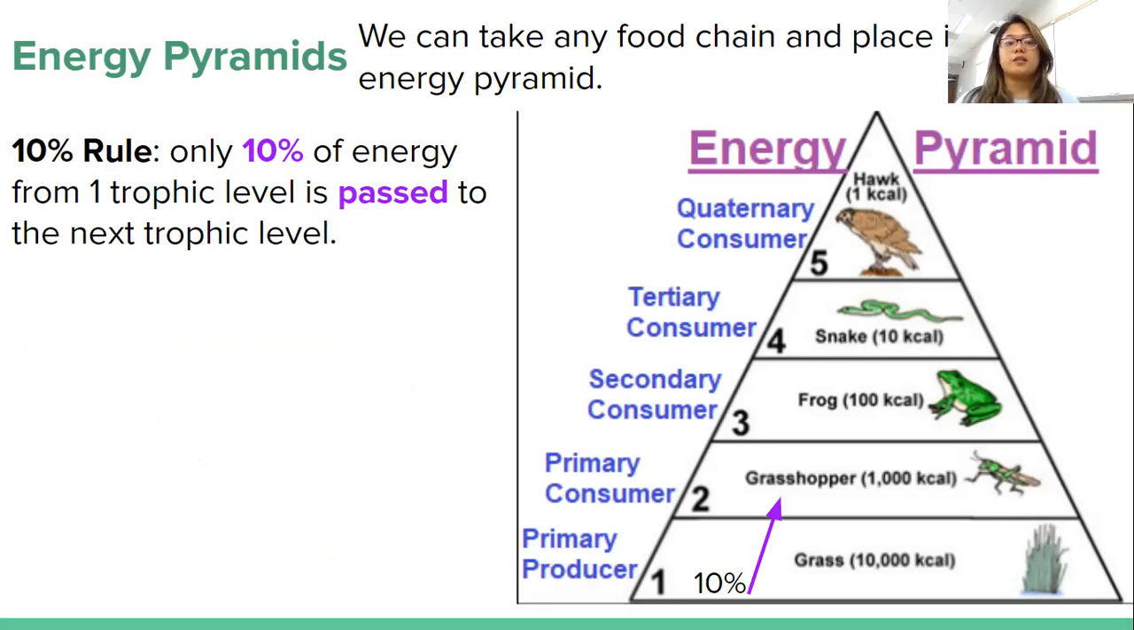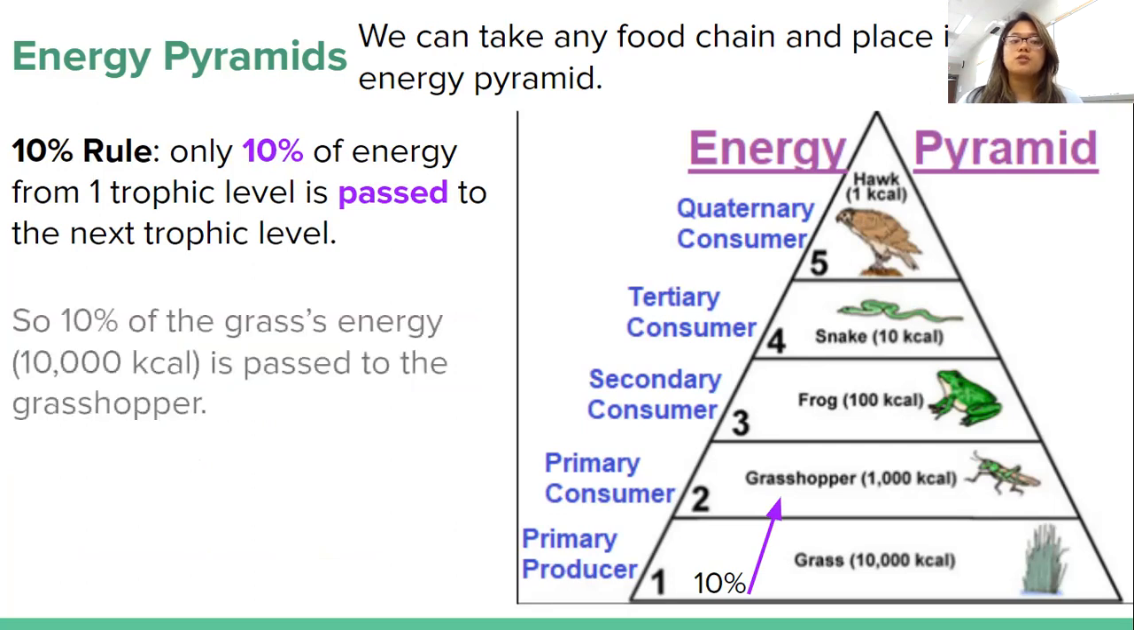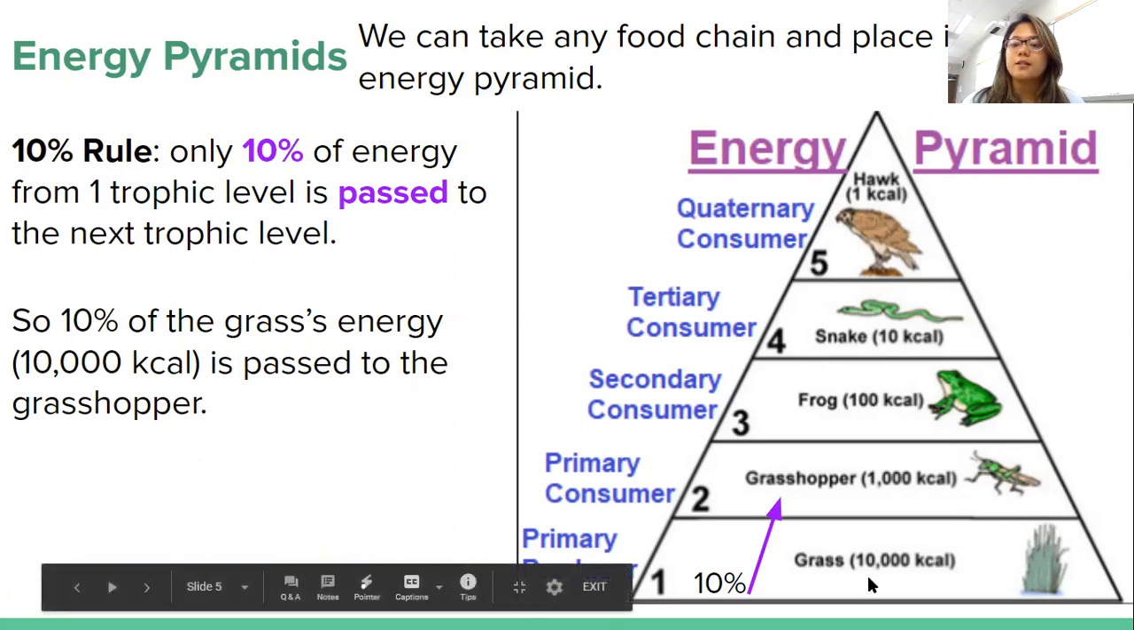Okay, so that's what we call the 10% rule. Only 10% is stored in the body, and then it's passed on to the next organism in the next trophic level. So let's take a look at the grass to the grasshopper. The grass has 10,000 kilocalories, but only 10% of that 10,000 will be passed on to the grasshopper when it eats the grass.